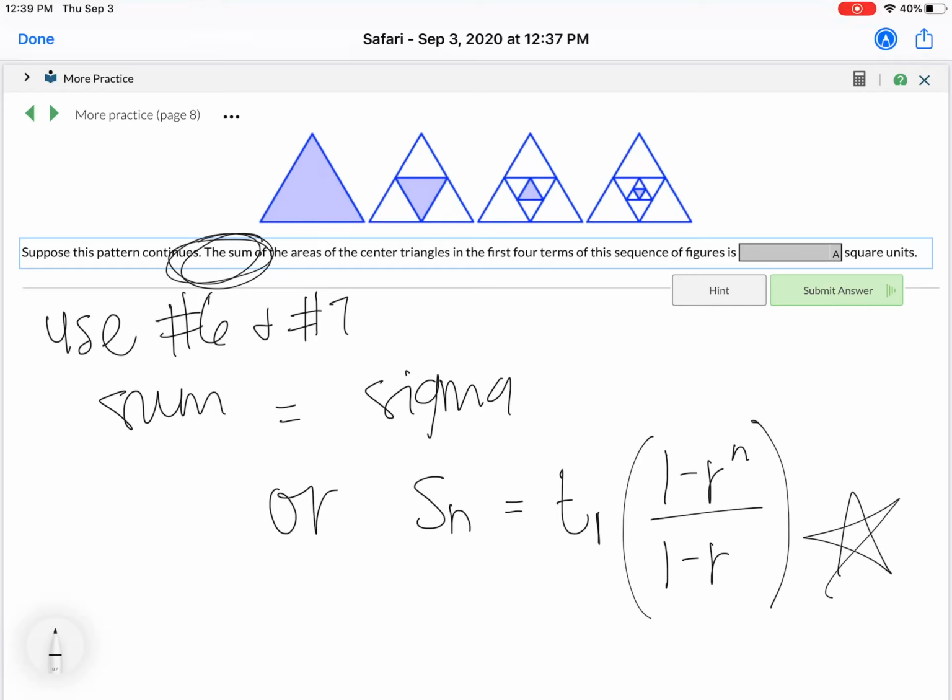Remember, T1 is the first term. R is my rate. And N is the number of terms that I have. So it tells me first 4 terms. Okay, so you're going to have to use number 6 and 7 to find out the first term and the rate.